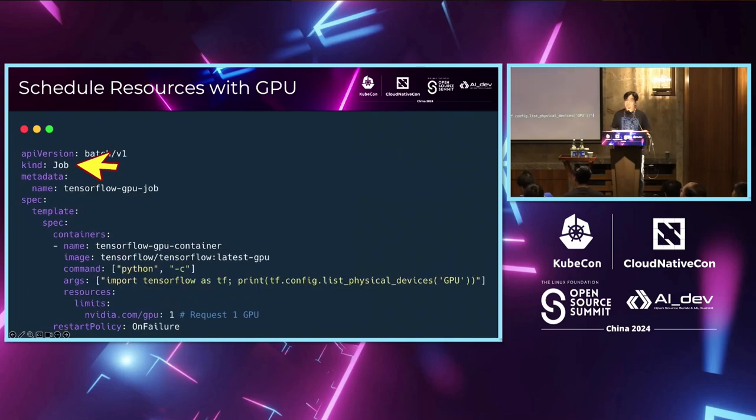So this is a job. A job is used for running AI training on Kubernetes. You can see that there is only one GPU requested. Actually, this YAML file checks whether your Kubernetes cluster detects the GPU on your host level. So before starting the AI workload service, we need to verify that our GPU is detected by the Kubernetes cluster.